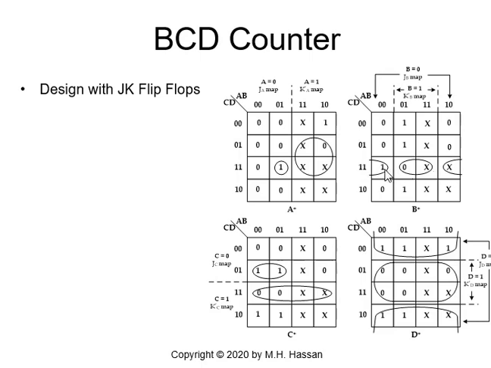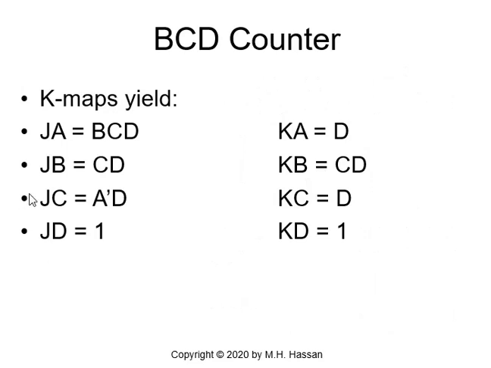This don't care with this one, we group. And those 2 will give me the 0 will cancel with the 1 for the A. I don't care about the B because I am in the B0 map. So A will be cancelled out and I will get CD. So the JB map will give me CD, and JB will be equal to CD, which is the correct answer.